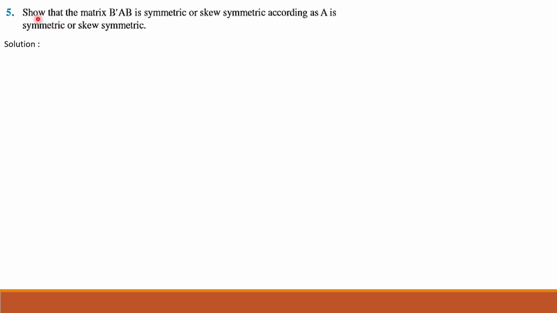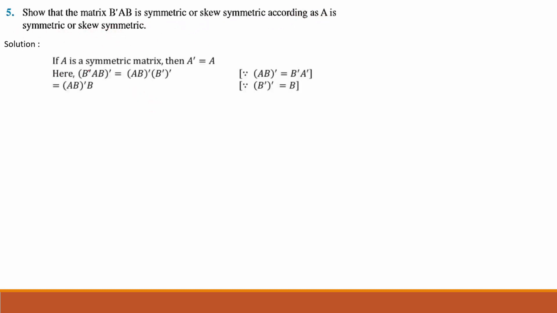In the fifth problem, we have to show that the matrix B dash into AB is a symmetric or skew symmetric according as A is symmetric or skew symmetric. So सबसे पहले हम लोग कंसिडर करते हैं that A is a symmetric matrix. So if A is a symmetric matrix, then A dash is equals to A. अब आते हैं हम लोग इस पे, that is इसका ट्रांसपोज लेंगे तो B dash into AB the whole transpose is equals to AB का ट्रांसपोज अगर हम करेंगे और हम लोग कंसिडर करते हैं AB को एक यूनिट. So from this property we get AB dash into B dash the whole transpose, and we know that B dash the whole transpose is equals to B only.